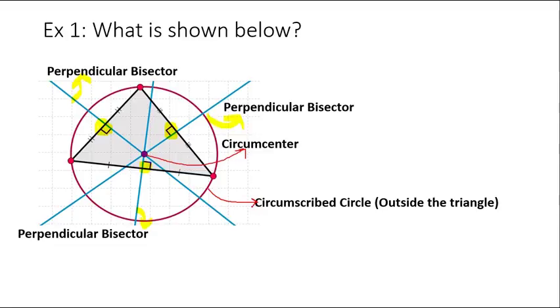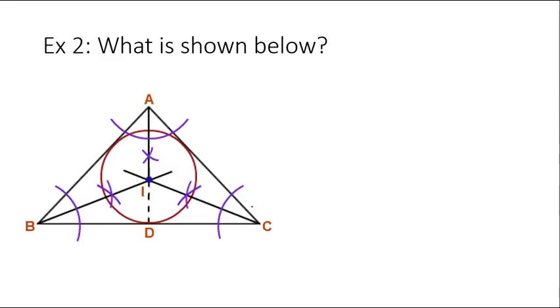Okay, now let's get into example 2. Again, asking you what is shown below. So here, if you notice in this triangle, you see these segments and they're going through this angle right here. So it's this segment going through that angle, this segment going through this angle, and this segment going through that angle as well. That means that these right here are angle bisectors.